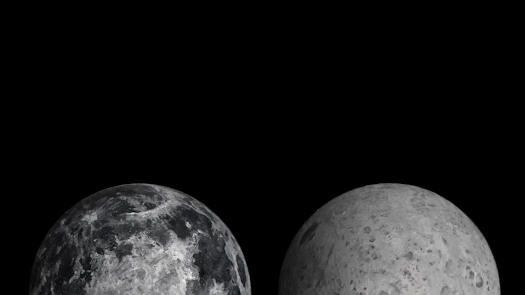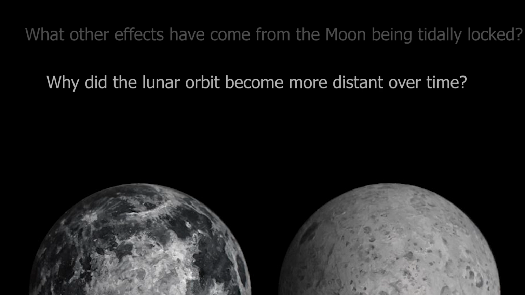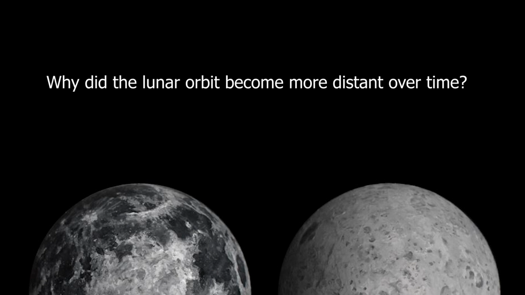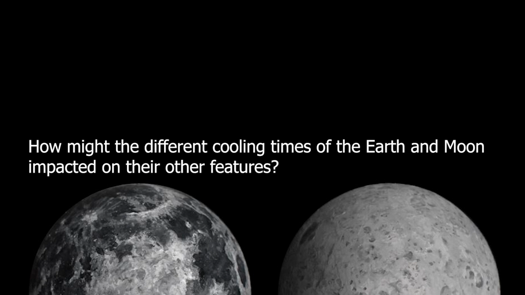If you want to further your knowledge on this subject, here are 3 questions to help you on your way. 1. What other effects have come from the Moon being tidally locked? 2. Why did the lunar orbit become more distant over time? And 3. How might the different cooling times of the Earth and Moon have impacted on their other features?